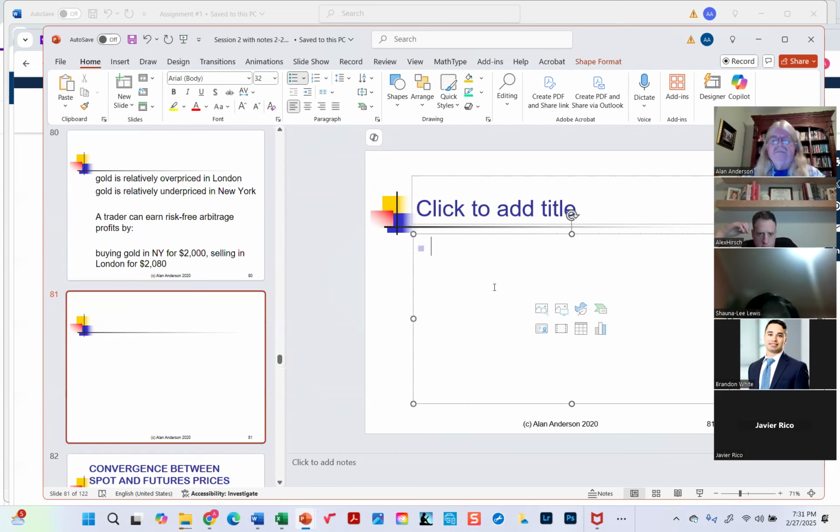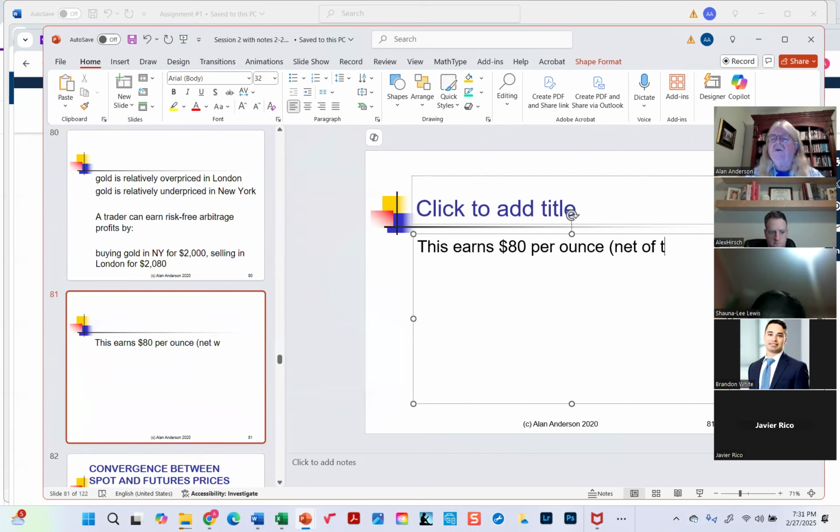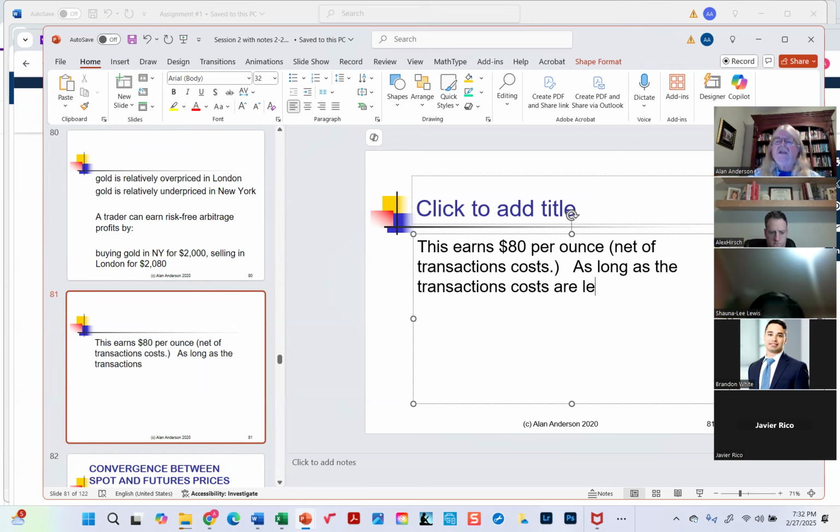So in other words, this earns $80 per ounce. And I'll put in parentheses here, net of transaction costs. Because of course you have to actually pay to have the gold shipped to London. But let's say as long as transaction costs are less than $80 an ounce, the investor will earn profits.